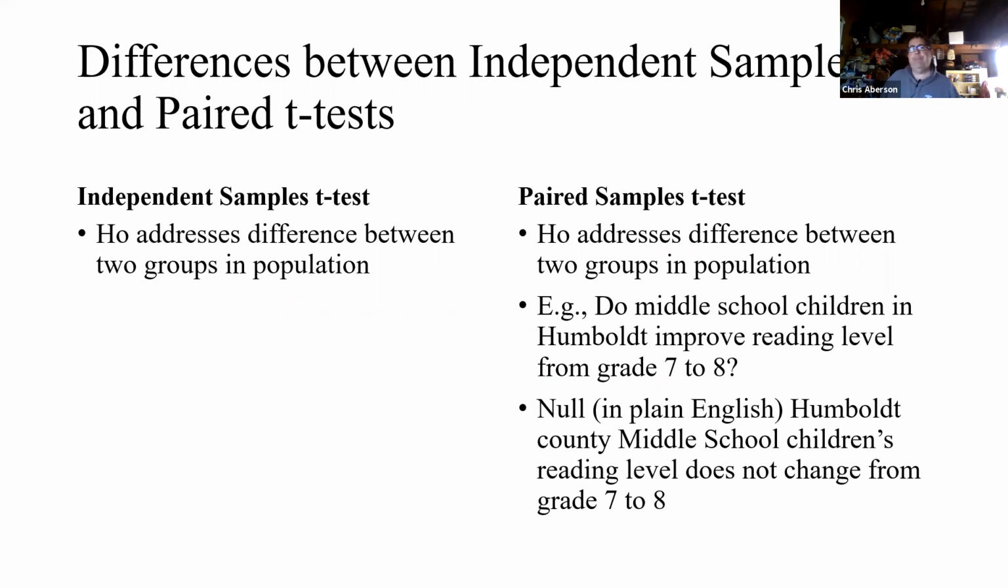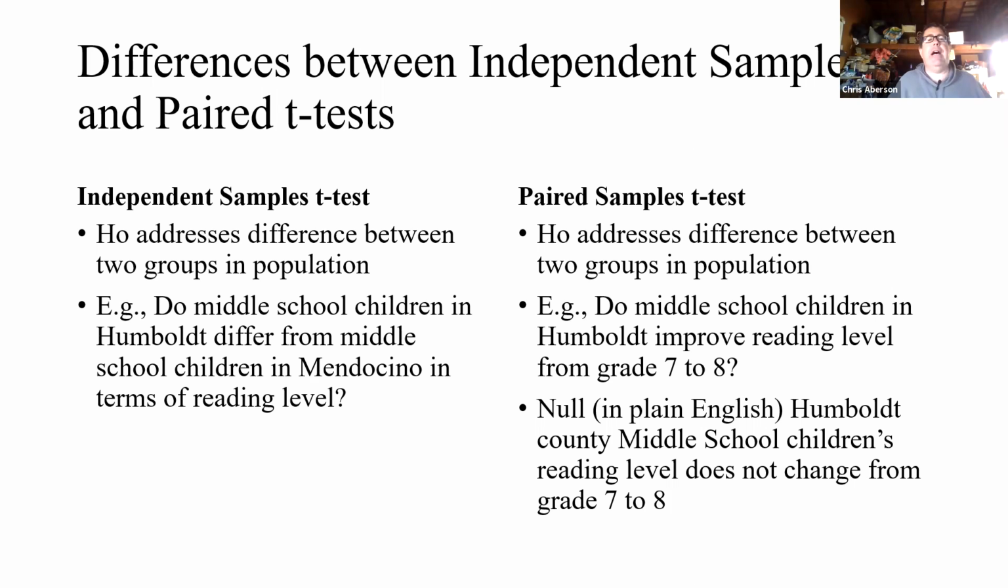To highlight the differences between these two tests, with the null hypothesis, independent samples t addresses differences between two groups in a population. And we're really guessing the same thing with paired t-tests, except we have groups made of the same people.